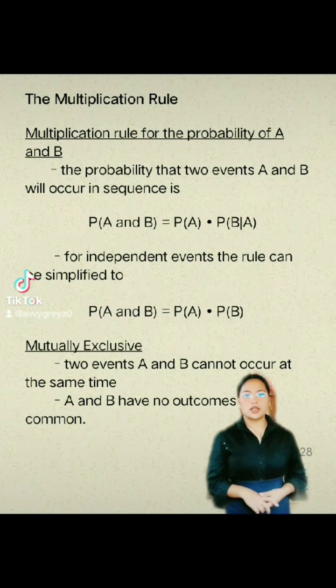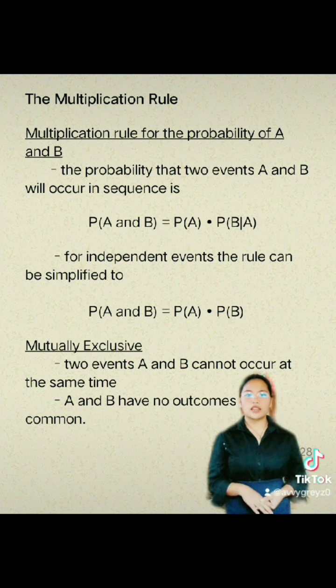Multiplication rule for the probability of A and B. The probability that two events A and B will occur in sequence is the probability of A and B is equal to the probability of A times the probability of B given A. For independent events, the rule can be simplified to the probability of A and B is equal to the probability of A times the probability of B.